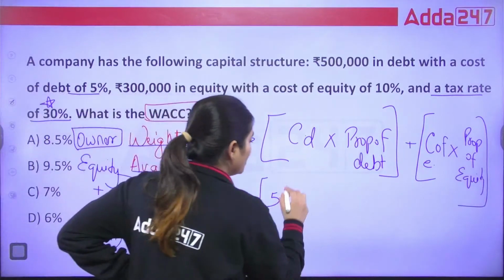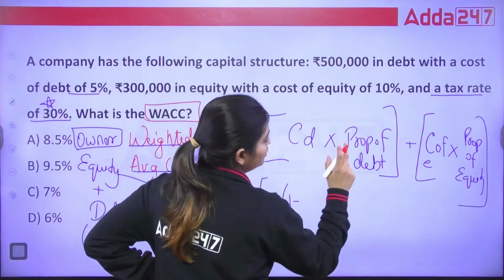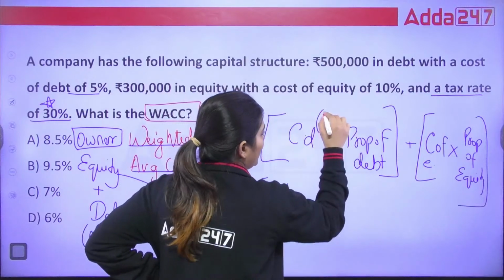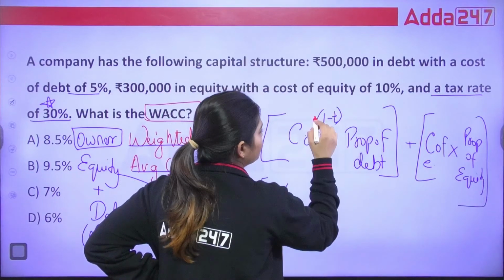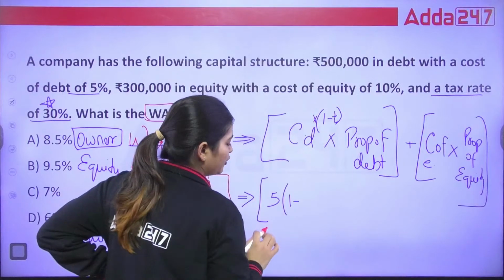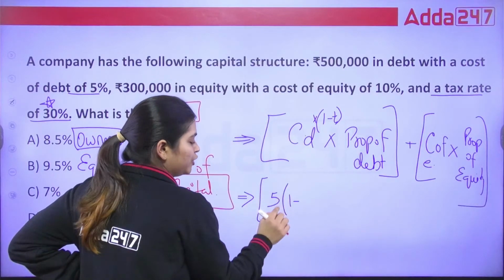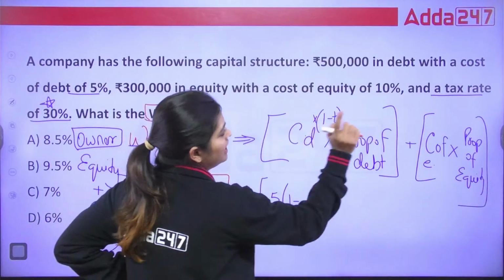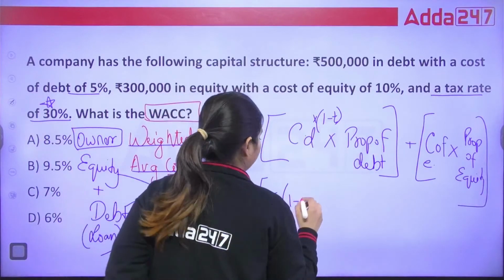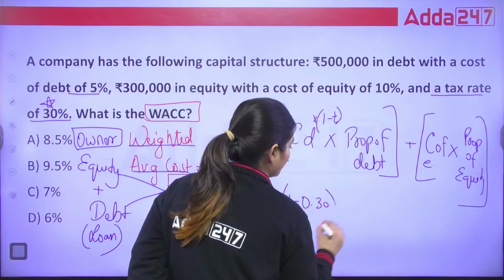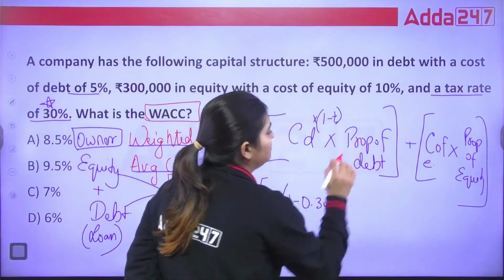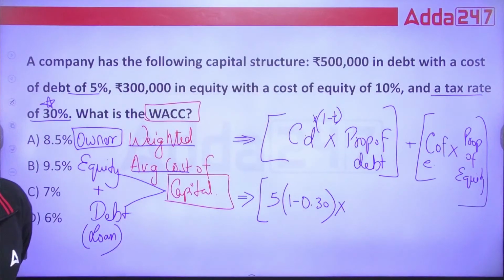So we are going to do 1 minus the tax rate, that is, 1 minus T. This is the formula we are going to use. So CD, the cost of debt, is 5%. We need to multiply it with 1 minus the tax rate, that is your 30%, so 0.30. That needs to be multiplied with the proportion of debt.